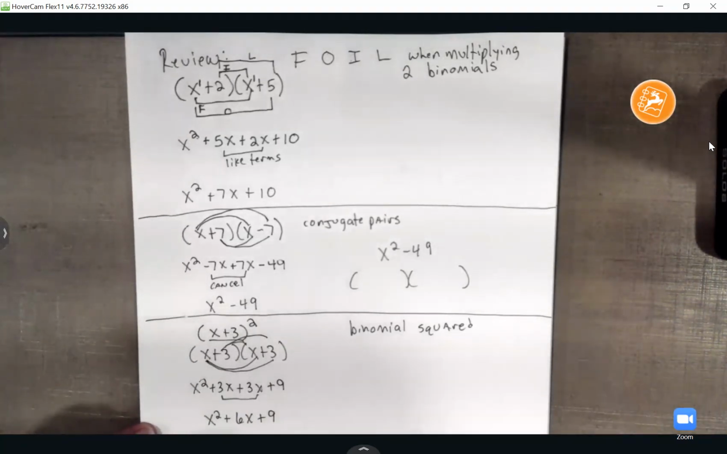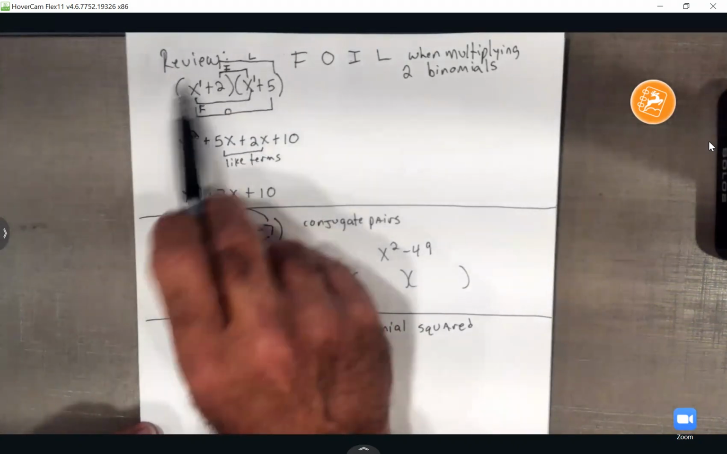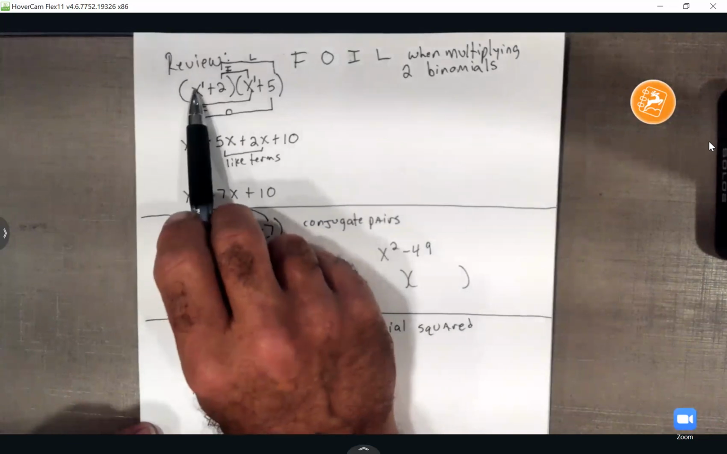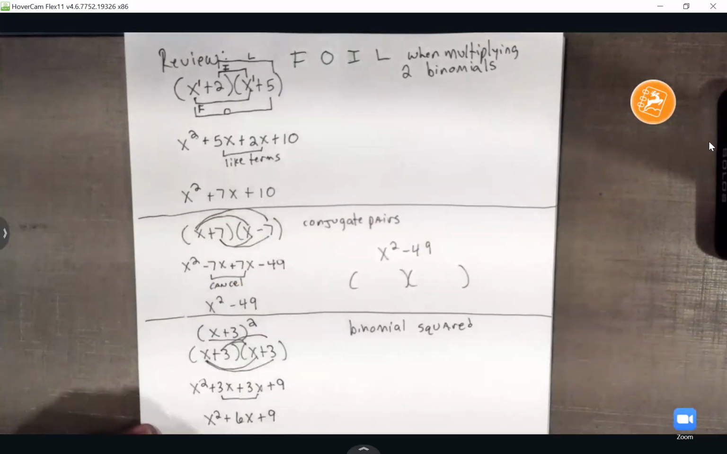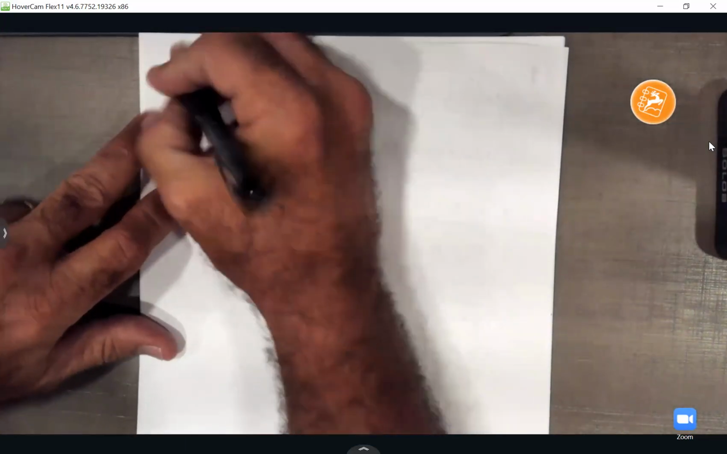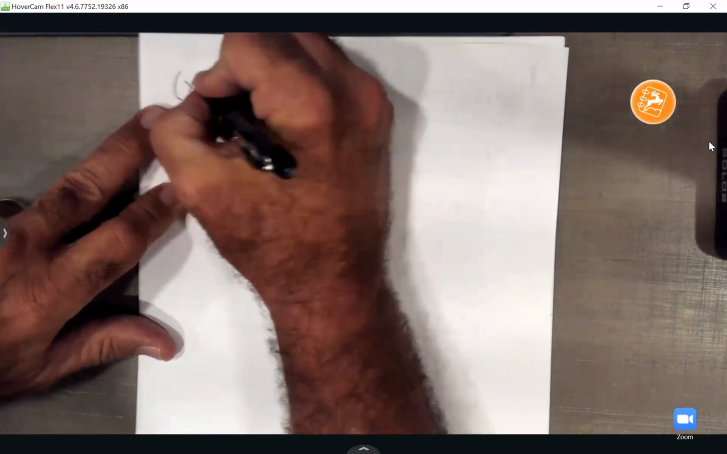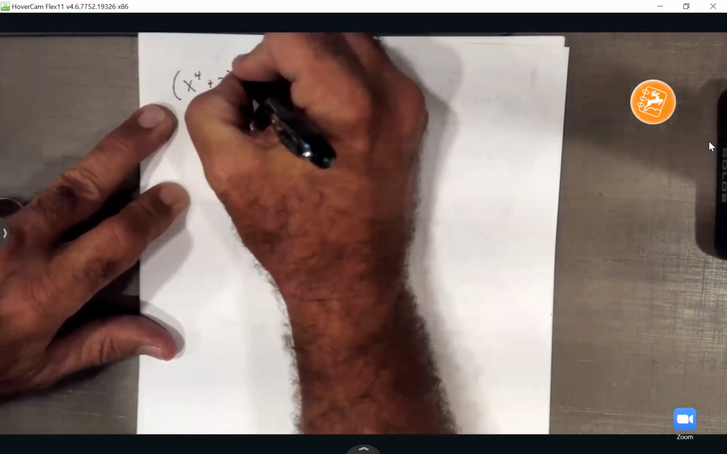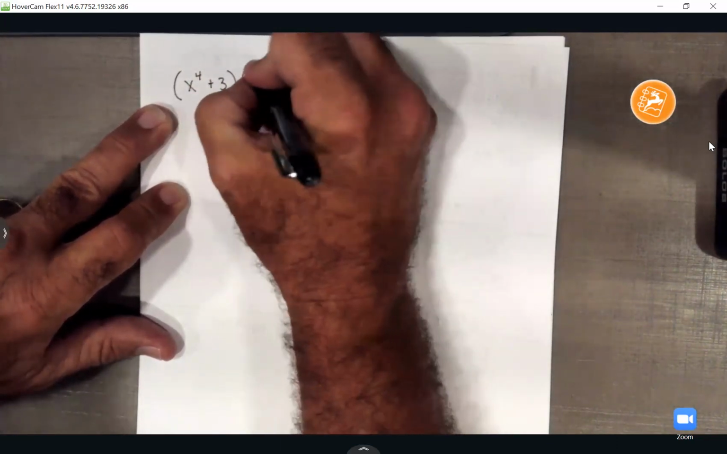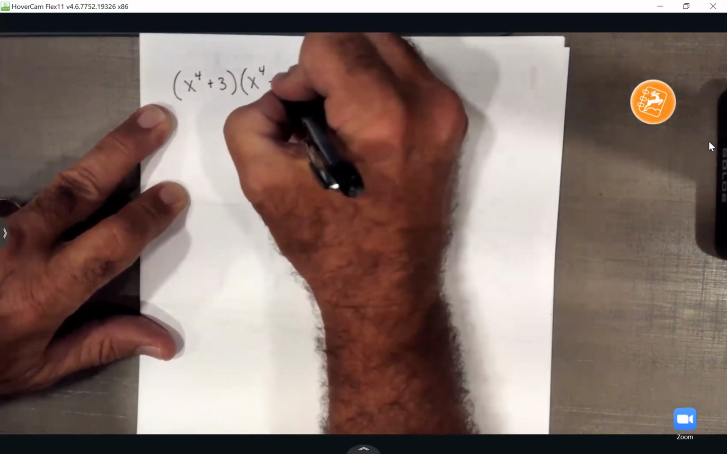So, any questions on that? The point is, it's not bad once you get used to it. Just take that first one, zip, take that second one and zip. So let me play with y'all a second as far as FOILing, okay? What if I had x to the 4 plus 3 times x to the 4 minus 2?